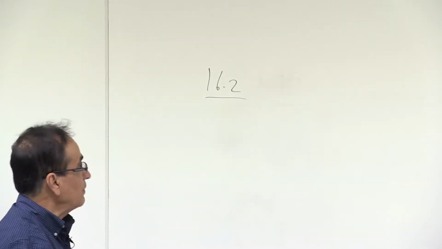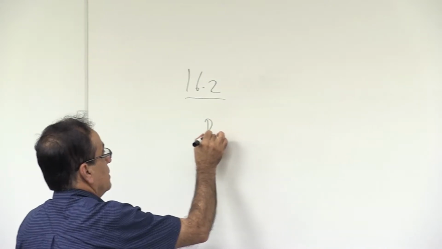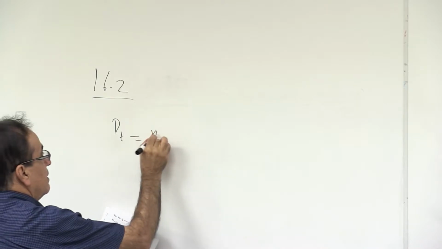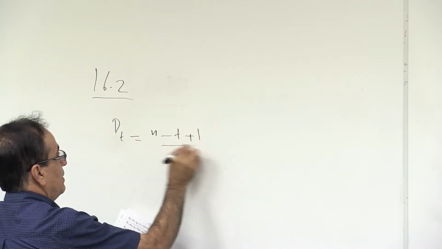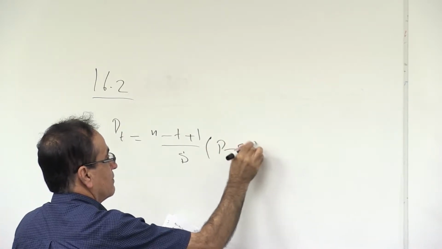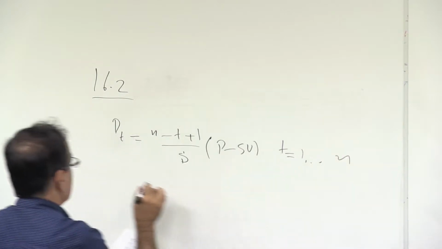So first, I'm going to do the depreciation charge. I'm going to write the equation one more time for the depreciation: (n minus t plus 1) divided by s times (p minus sv), where t goes from 1 through n.